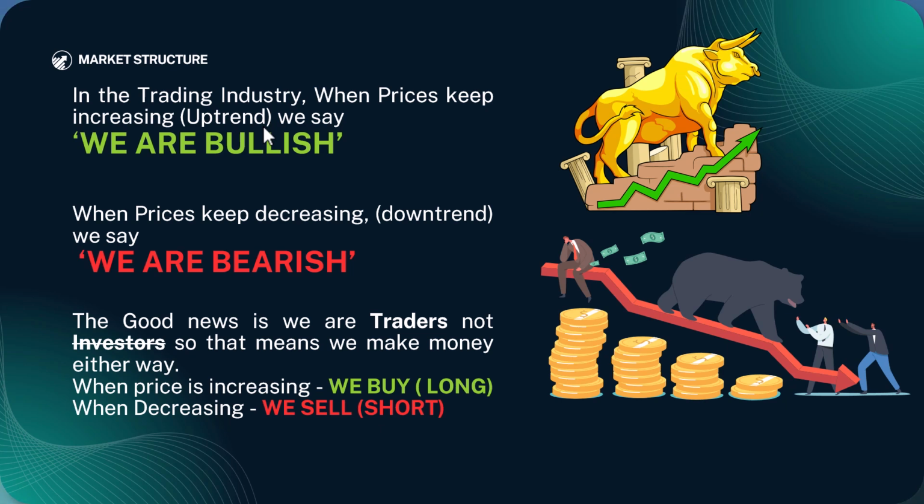Like in the case of the candlestick, a bullish candlestick is one that closes higher than its opening price. So when prices keep increasing, we say we are bullish or in an uptrend. Whereas when prices keep decreasing, we say we are in a downtrend. So that means we are bearish, which is represented by these figures over here.